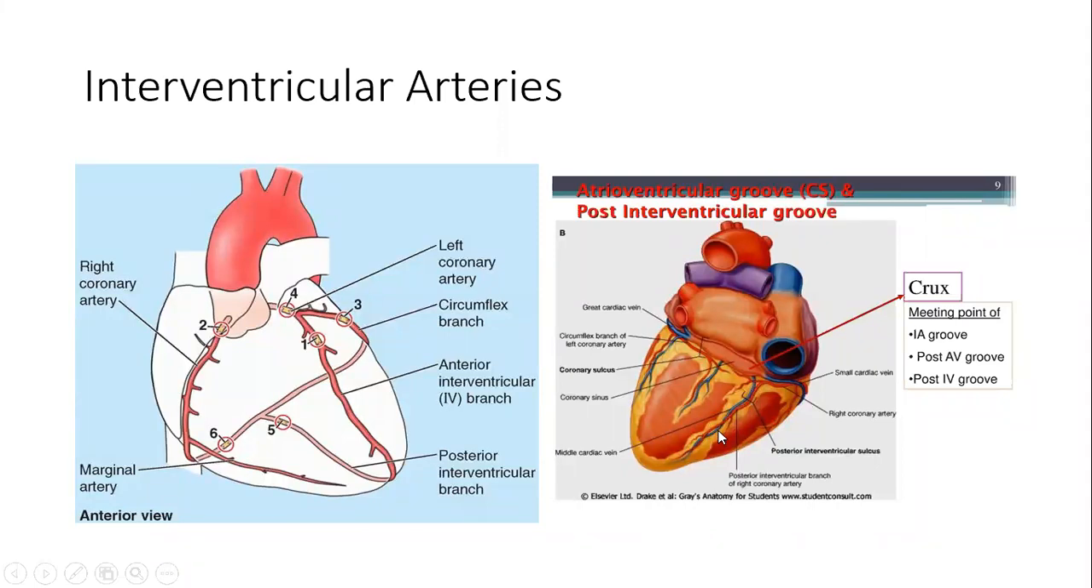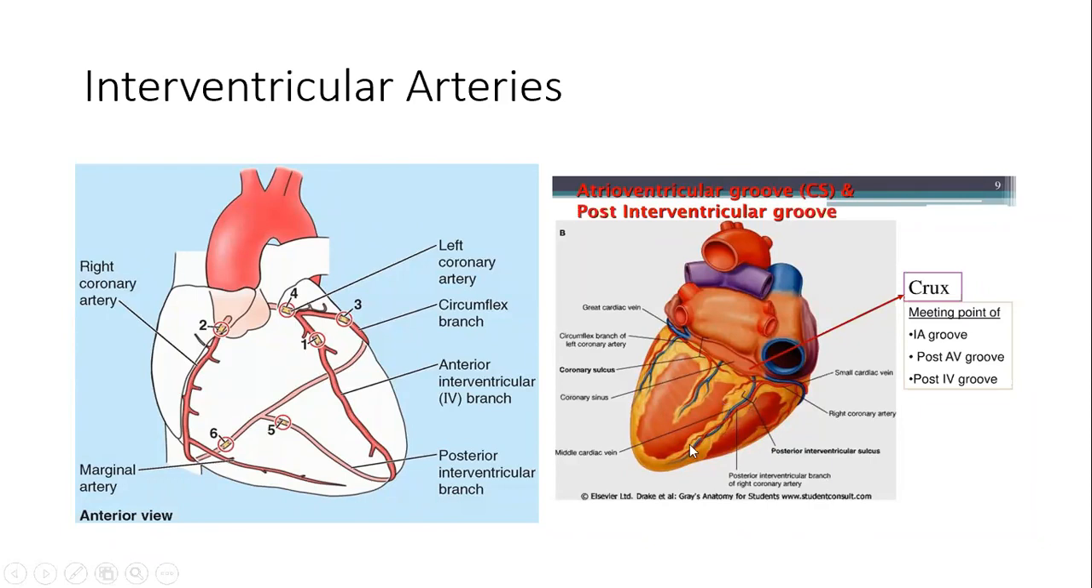Posterior interventricular artery. For now, since we are explaining the course and branches of the right coronary artery, in reference to that, in 67% of the population, the posterior interventricular artery is a branch of right coronary artery. In that case, it runs in the posterior interventricular groove till the apex of the heart. And it is distributed to the right and left ventricles and posterior third of the interventricular septum.